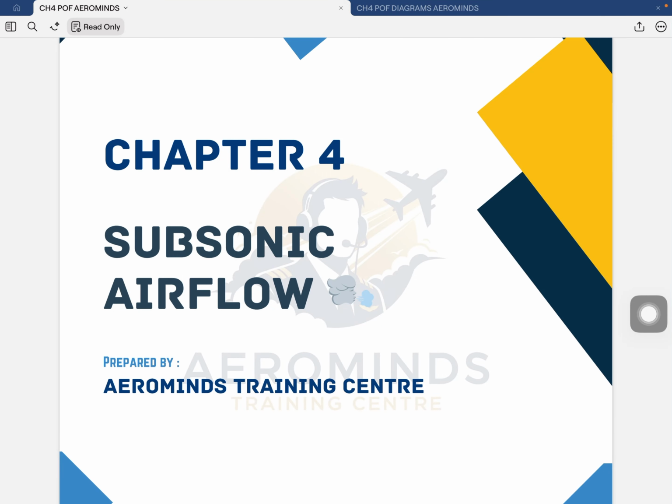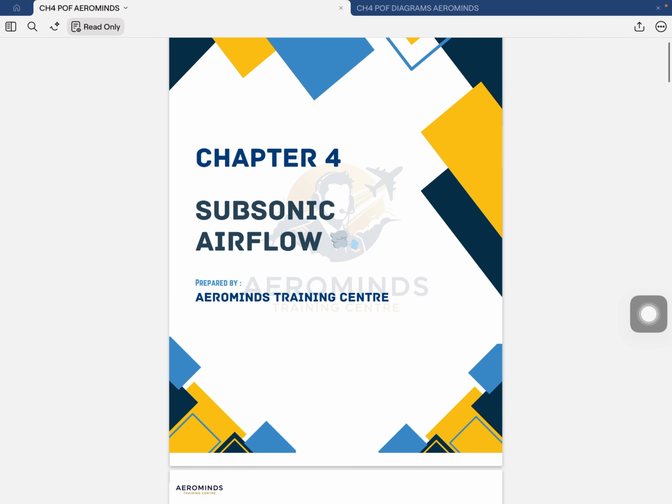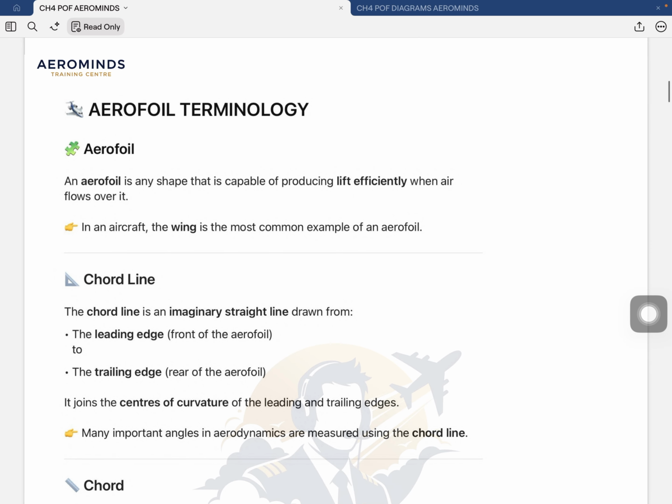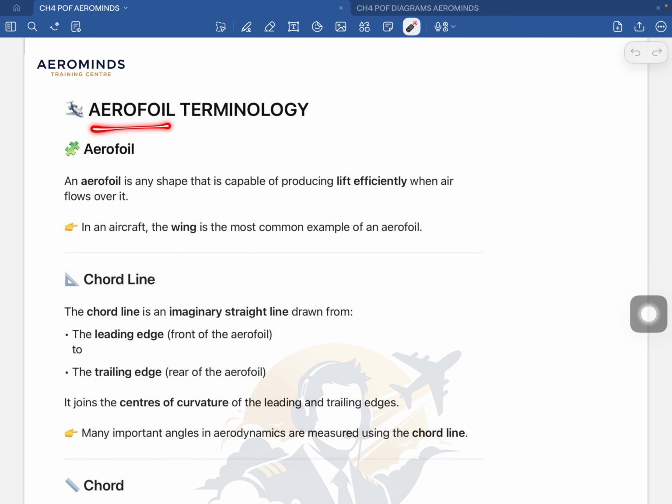So, now we are starting with Principles of Flight, Chapter 4, and Chapter 4 is called Subsonic Airflow. Now, we have already completed three chapters before, and now we are moving on to our fourth chapter, which is very important for our basic understanding of Principles of Flight. Now, we'll start with the first term, which is known as Aerofoil Terminology.